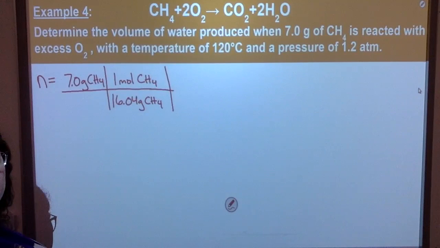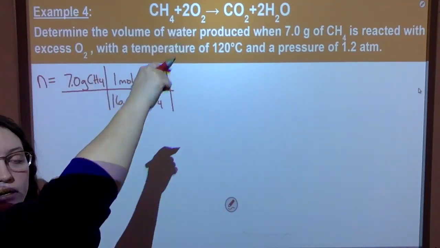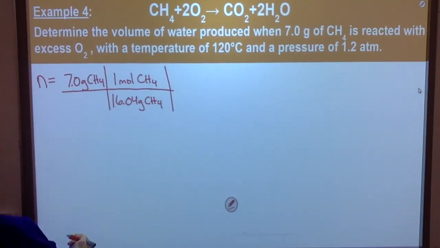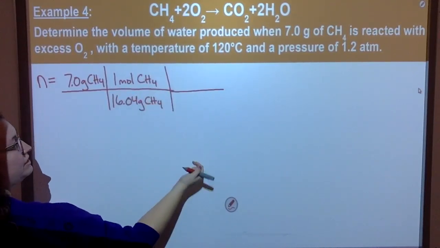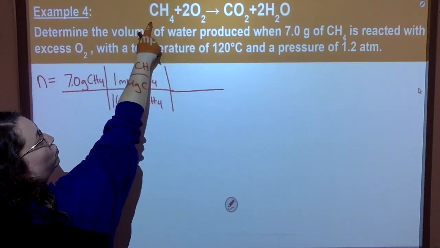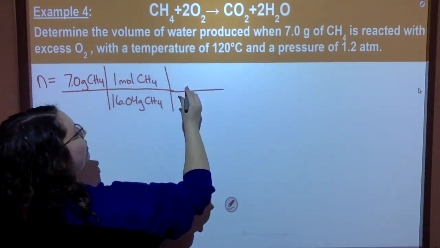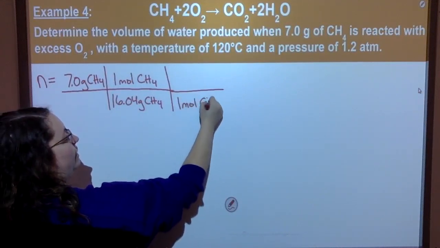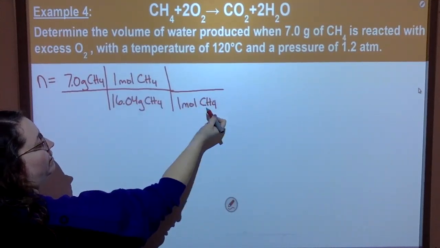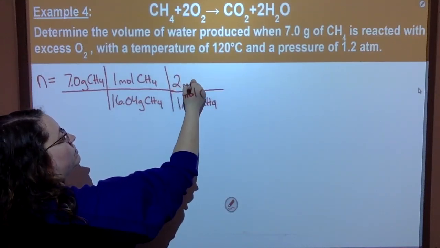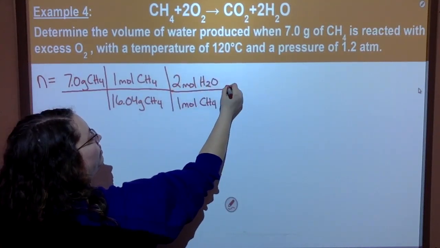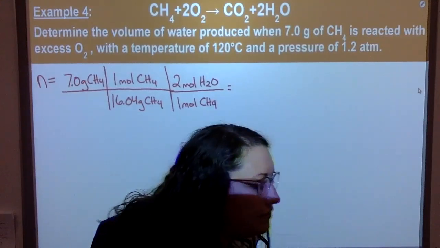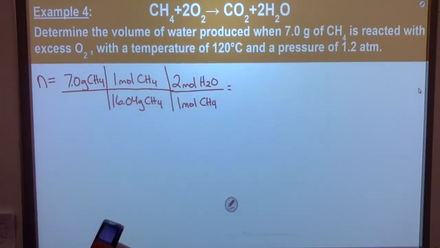And then now you're going to use your mole ratio up here to convert it into water. So here we know that moles of methane has to be on the bottom. If you look at your mole ratio, there's 1 mole of methane for every 2 moles of water. So we're going to have 1 mole of methane down here, because 1 mole of methane has to come down, set to 2 moles of water. Okay? So then we're going to solve that to find n. We're going to have our 7.0 times 1 times 2 all divided by 16.04 times 1.